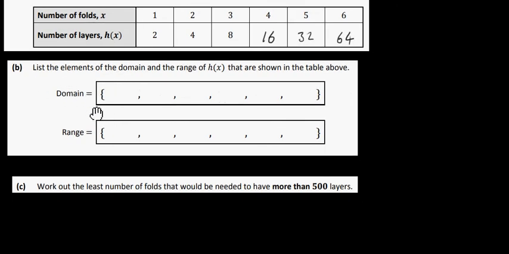Now in part B it says list the elements of the domain and the range of h of x. Well, the domain contains all the inputs, so our domain is just going to be 1, 2, 3, 4, 5 and 6. Now the range will give us the actual outputs. So the actual outputs are 2, 4, 8, 16, 32 and 64 for this particular table.